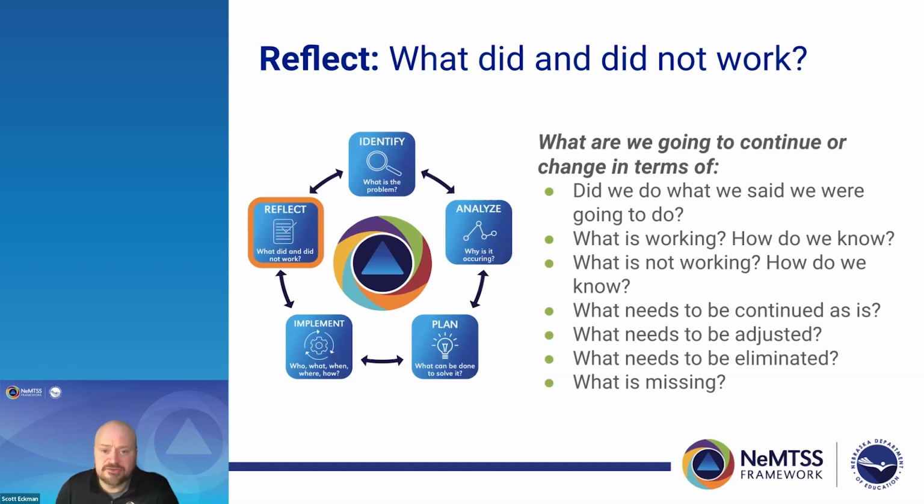What should we continue to do as is, and what should be adjusted? And then is there anything that should be eliminated? And overall, are we just missing something in terms of our implementation?